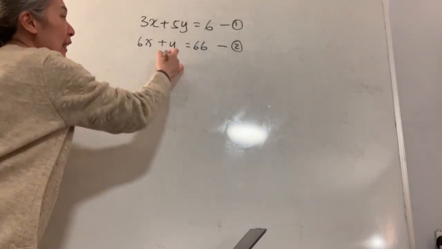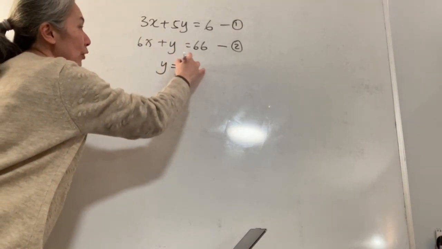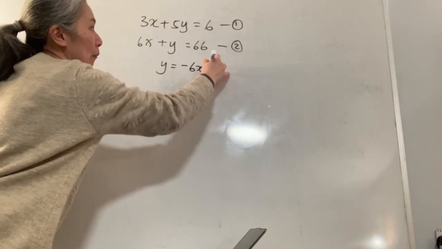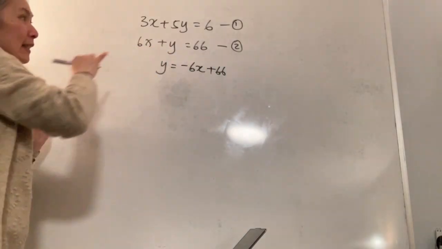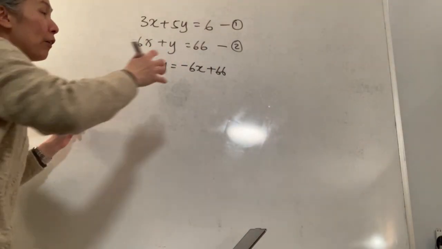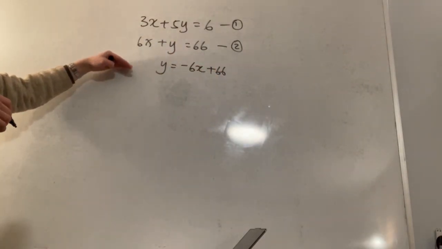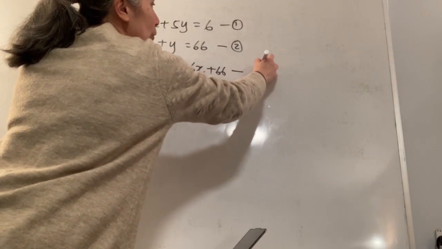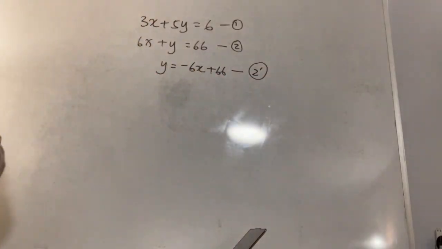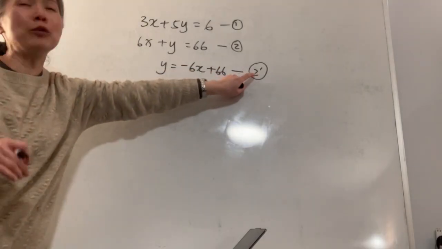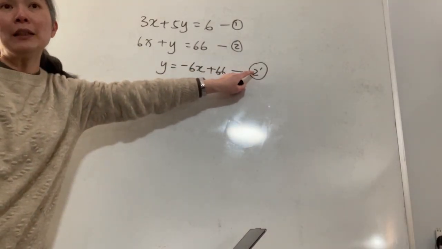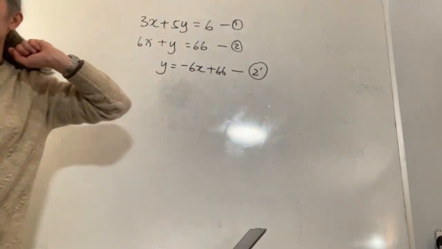So it's easy for me to just write y equal to minus 6x plus 66. I minus 6x from both sides. Is that right? And because you modified this equation from 2 into something new, I call it 2 dash. As soon as you change it, it comes from 2, that's why I don't call it number 3. Because I know it comes from 2, that's why I put a 2 dash in here.